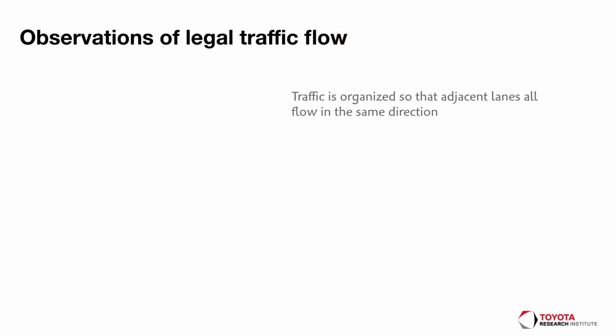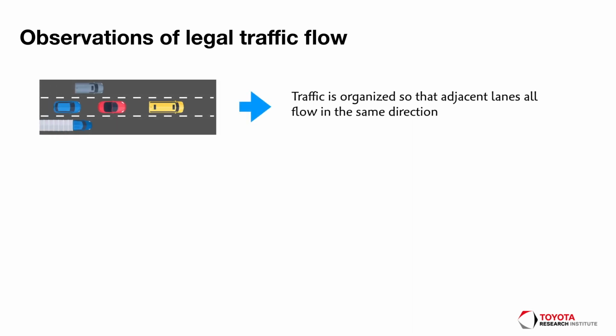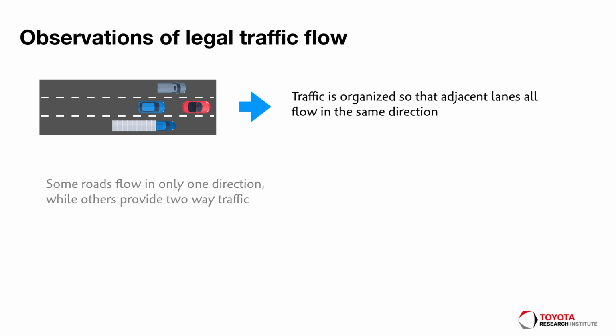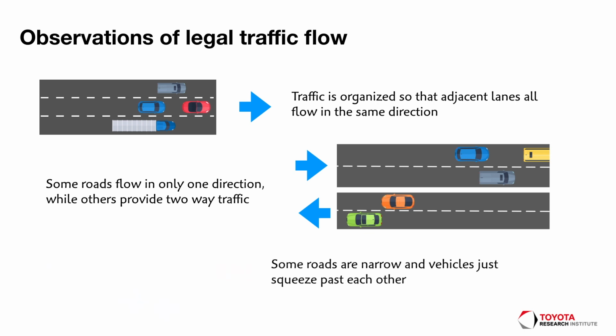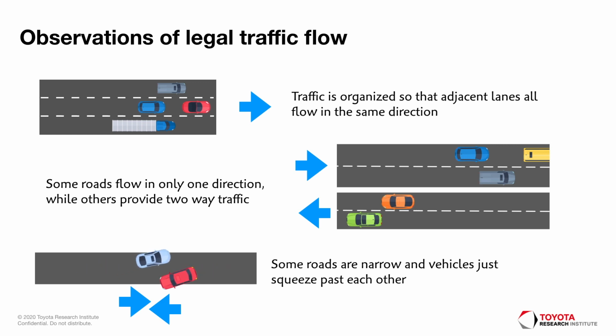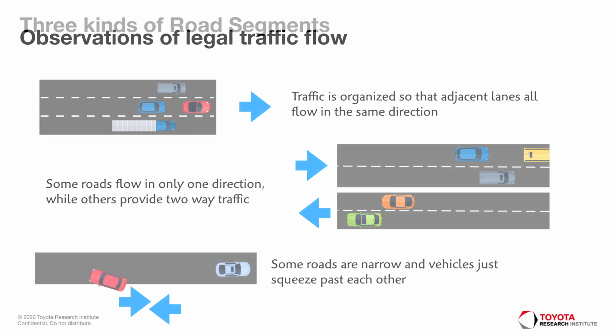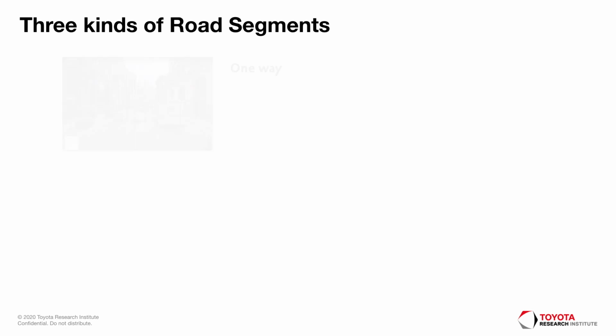If we look at enough roads in the real world, we can observe a number of rules that are always followed. For example, traffic is organized so that adjacent lanes all flow in the same direction. In other words, we don't see adjacent lanes sporadically reversing direction next to one another, as we did in the previous slide. We do see opposing flows of traffic, but these are organized as sets of adjacent lanes, where all the lanes in the same set flow traffic in the same direction. Finally, there are cases where traffic is so narrow that traffic flows in both directions, with opposing vehicles diverting around each other. So, based on these observations, we can propose three kinds of road segments.